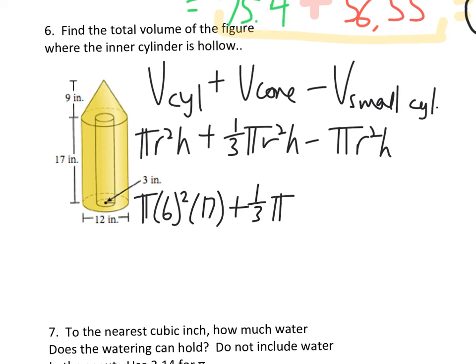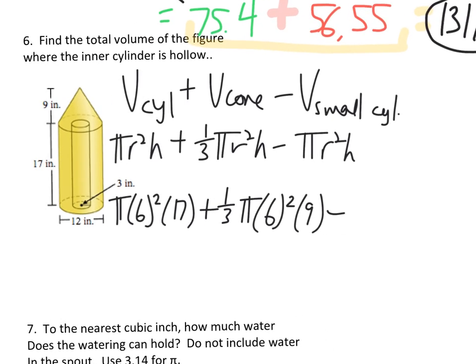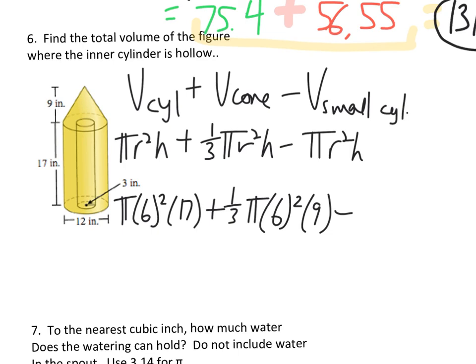All right, plus 1/3 pi r squared h. Now we're focused on the cone though. The radius of the cone is still the same, it's still 6, and the height of the cone is given right here, it's 9. So 6 squared and then 9. Okay, lastly, the small cylinder. The small cylinder would be pi. The radius of the small cylinder is right there, it's 3. So 3 squared, and the height of the small cylinder is still the same as the large one, it's 17.